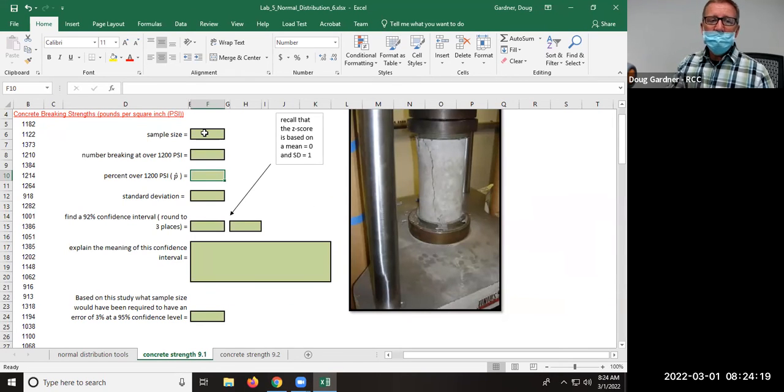But when I click on these, like sample size, I shouldn't see a formula, or number breaking over 1200. You can just count them over here. But I should see formulas. I should see formulas for this stuff. I should see an Excel formula right here to find that lower level.